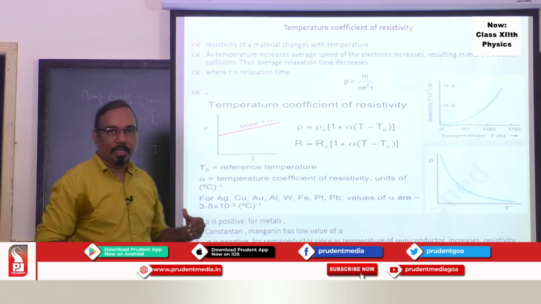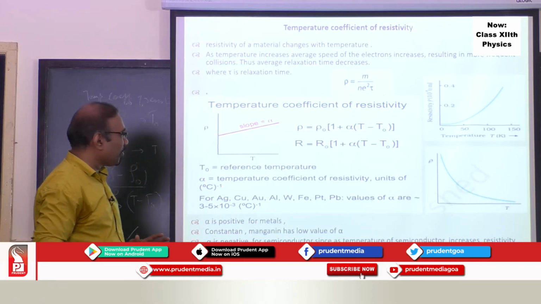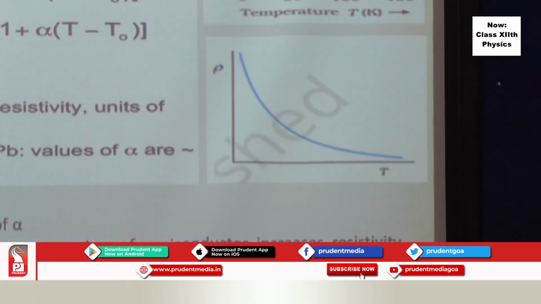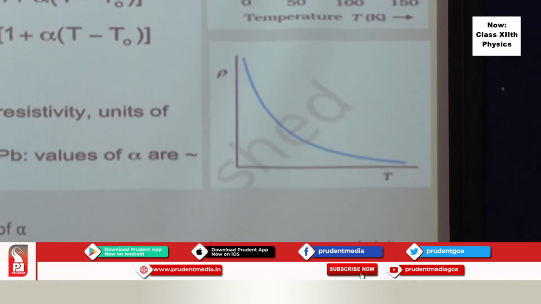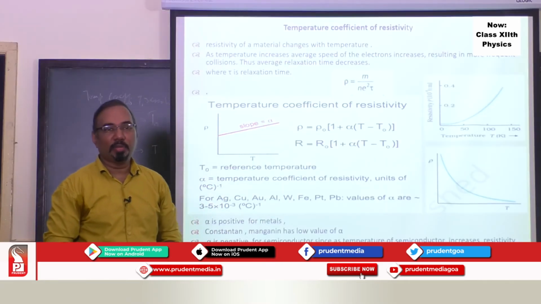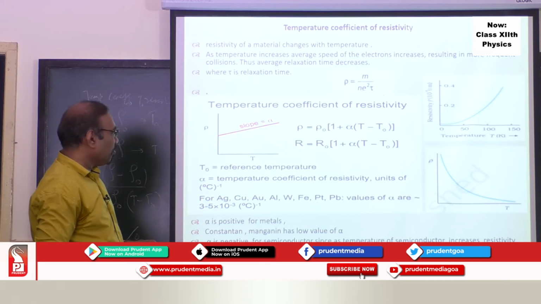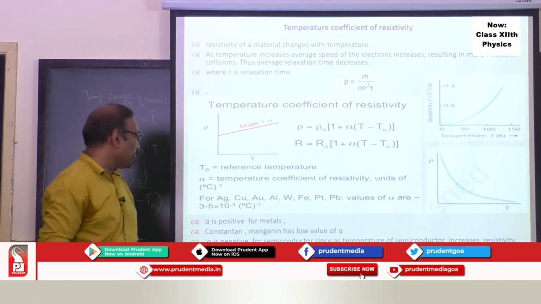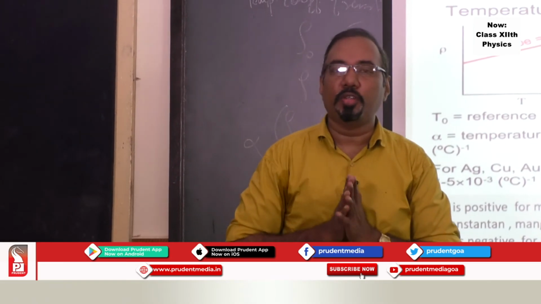Alpha is positive for metals because as the temperature rises, resistivity rises. Alpha is negative for semiconductors because as the temperature rises, resistivity decreases and conductivity increases. Semiconductors become more and more conducting when the temperature is increased. Remember this, and you are going to study this in chapter 14, semiconductor devices. In semiconductors, the number of electrons per unit volume increases with temperature, so resistivity decreases with temperature. That's what you should know under the temperature coefficient of resistivity.